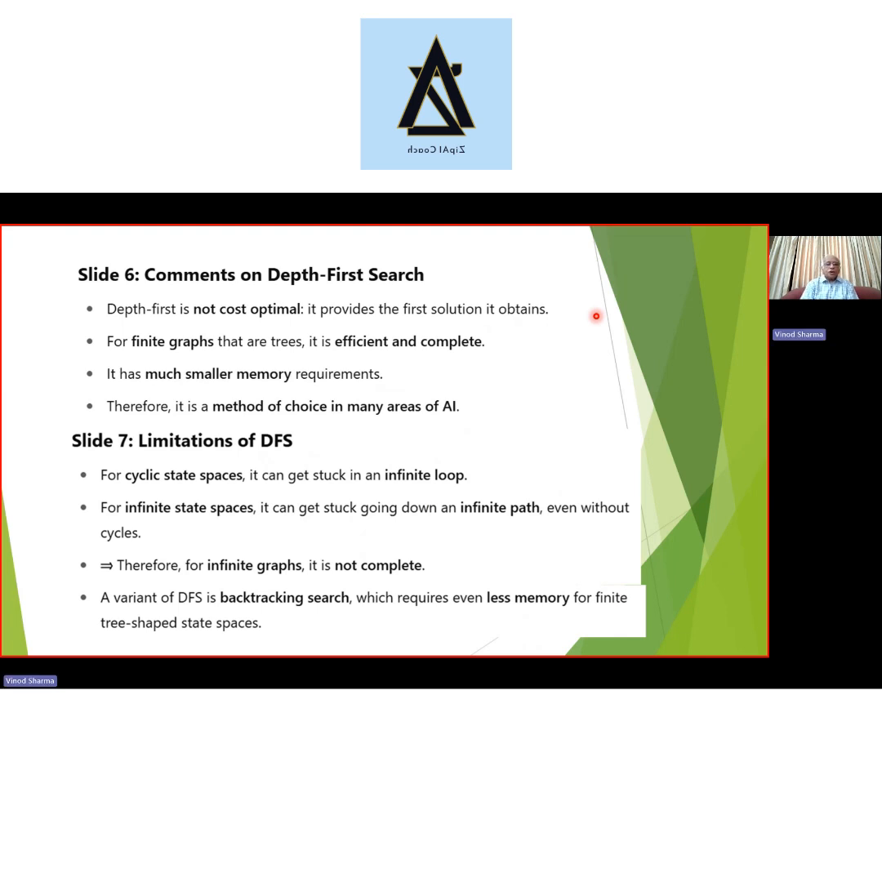Depth first is not cost optimal. The solution that we have obtained, as we have seen in this example itself, is not cost optimal. It provides the first solution it obtains. For finite graphs that are trees, and trees are graphs which have no directed cycles, because we have a directed graph, this algorithm is efficient and complete.